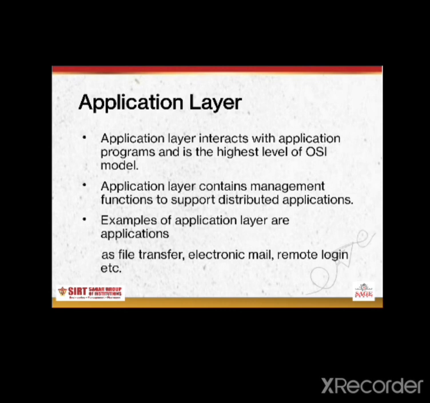Now the last layer of the OSI model is the application layer, in which we use different types of protocols to transfer the data. The application layer interacts with application programs and is the highest level of the OSI model. The application layer contains management functions to support distributed applications. Examples of the application layer are applications like file transfer, electronic mail, and remote login, etc.